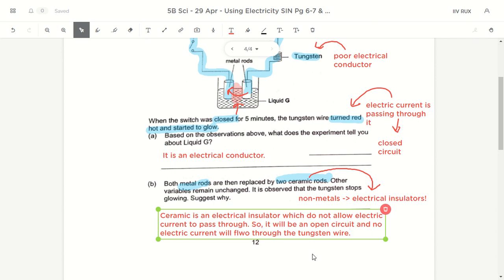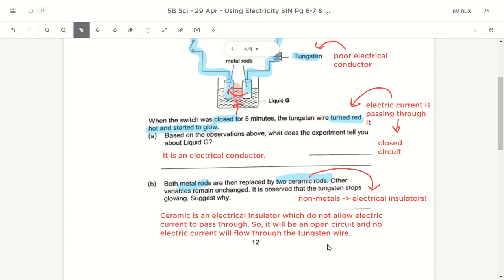Right, so let's look at it again. You realize that the metal rods now change to ceramic rods, and ceramic rods we know is a non-metal, an insulator. So ceramic is an electrical insulator. They do not allow electric current to pass through. So what happens is that it becomes an open circuit because there's a gap in the circuit already, and no electric current will be able to flow through the tungsten wire to make it glow and make it hot. So once you change the rods to become a non-metal, it becomes an insulator, no electric current can pass through. It becomes an open circuit, no electric current can pass through the tungsten wire.